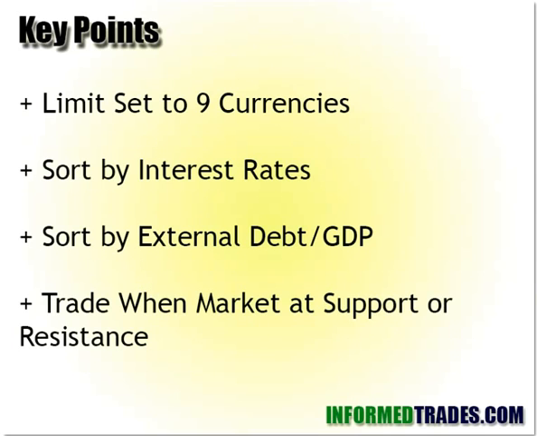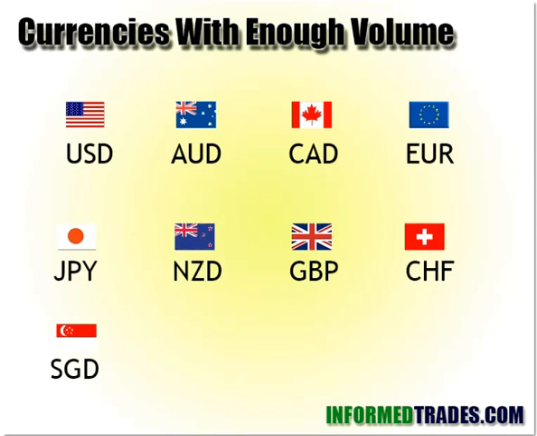Okay, the key points in this strategy: we want to limit ourselves to 9 currencies. We can ignore everything else and start with a relatively small data set. Sort those 9 currencies by interest rates, then by their external debt to GDP ratio. That'll tell us what currencies to trade and what direction to trade them. Then we time that with some straightforward support and resistance analysis on the chart.